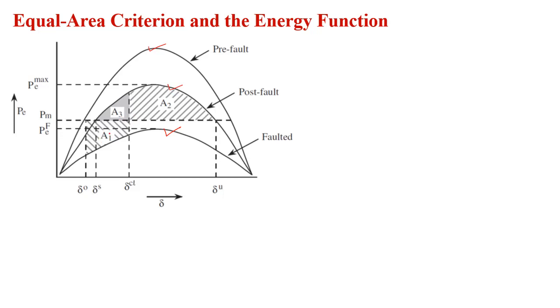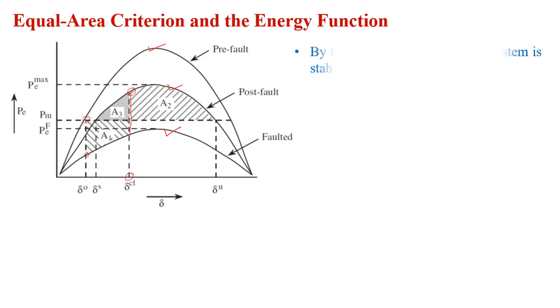Now if we see here, before the fault, under pre-fault condition, this is your equilibrium point. This is delta naught, the initial operating point. As soon as the fault occurs, the operating point moves here, and then the fault is cleared at delta CL. After the fault is cleared, it reaches the post-fault characteristic. So now we can see there are three curves. Now how will we relate?